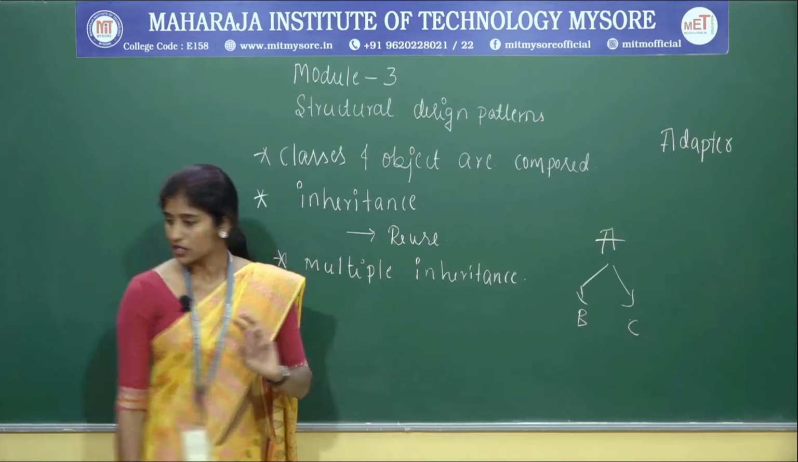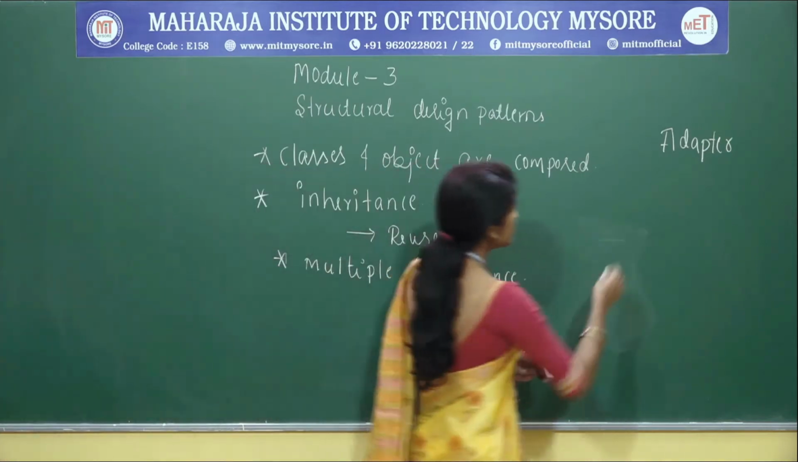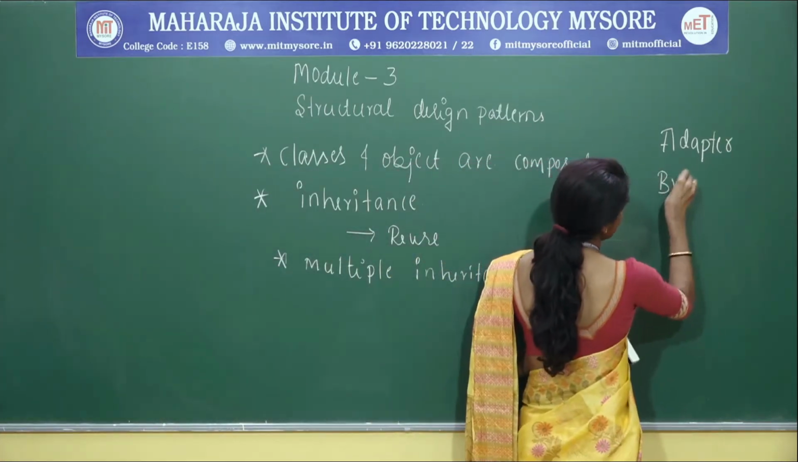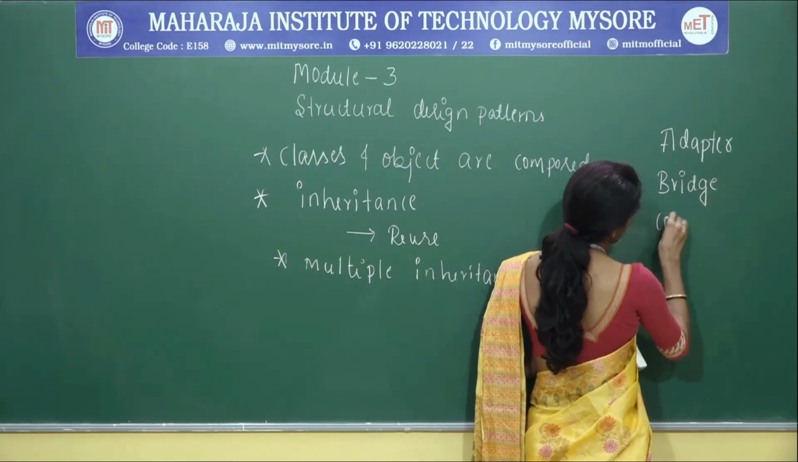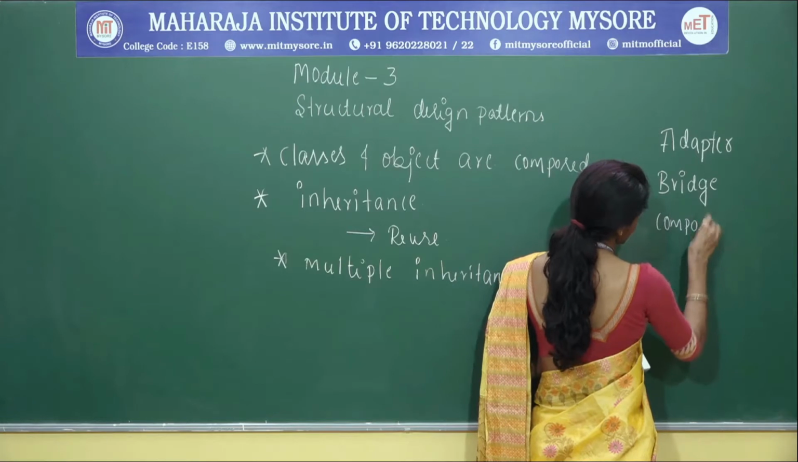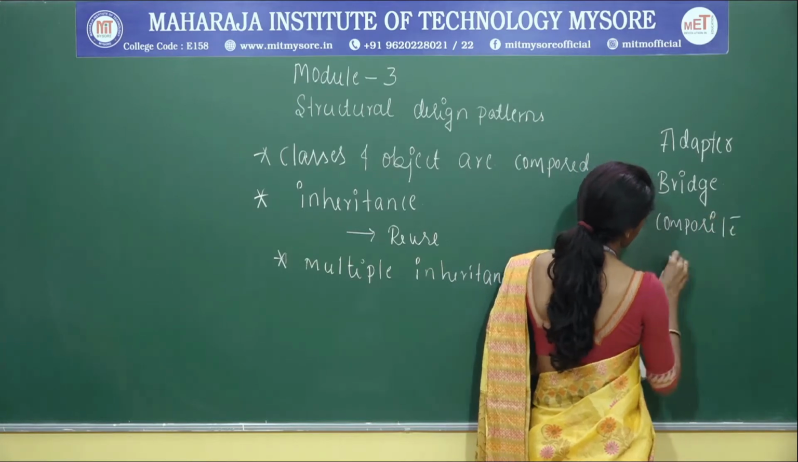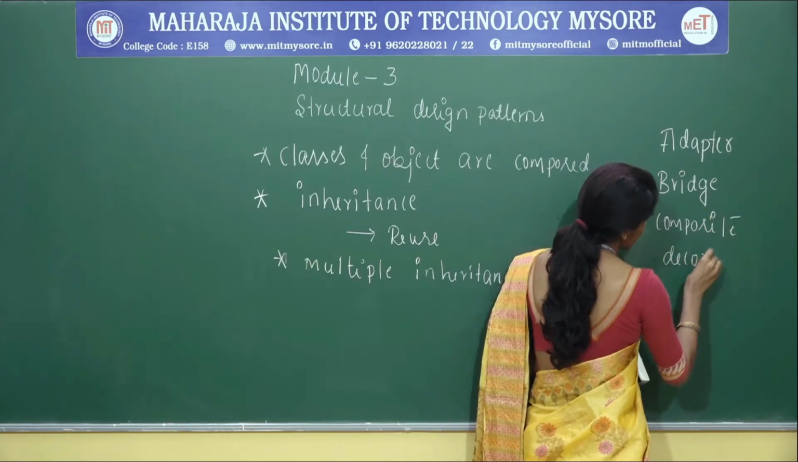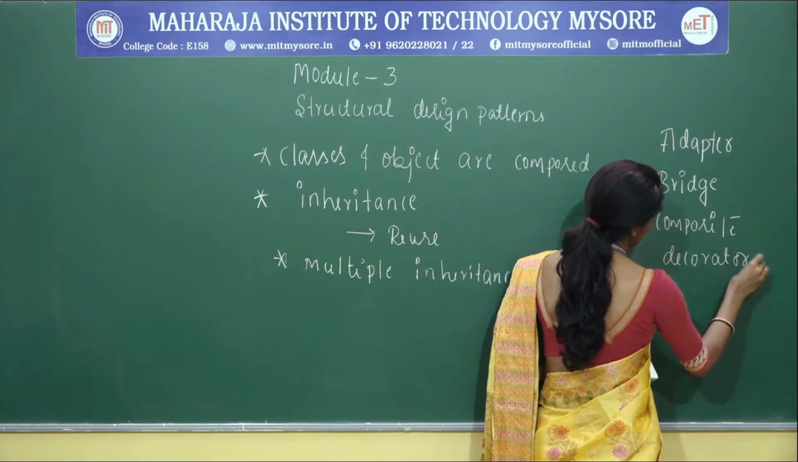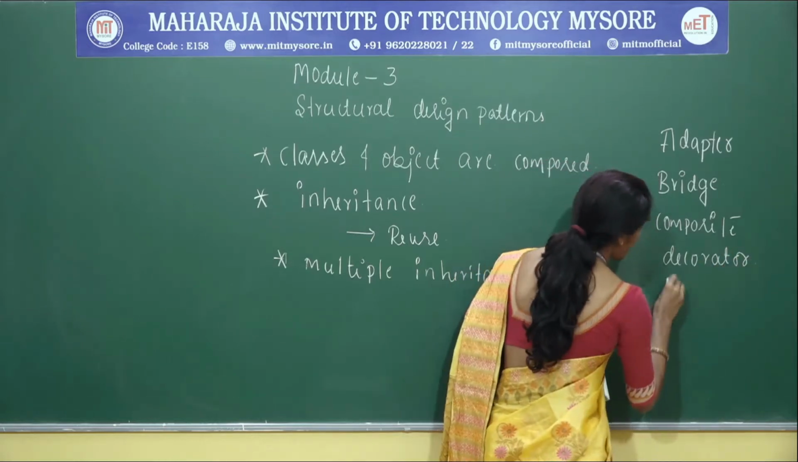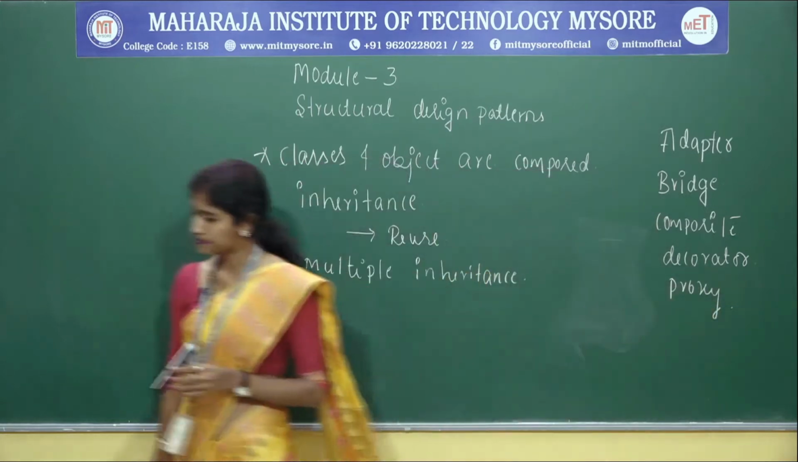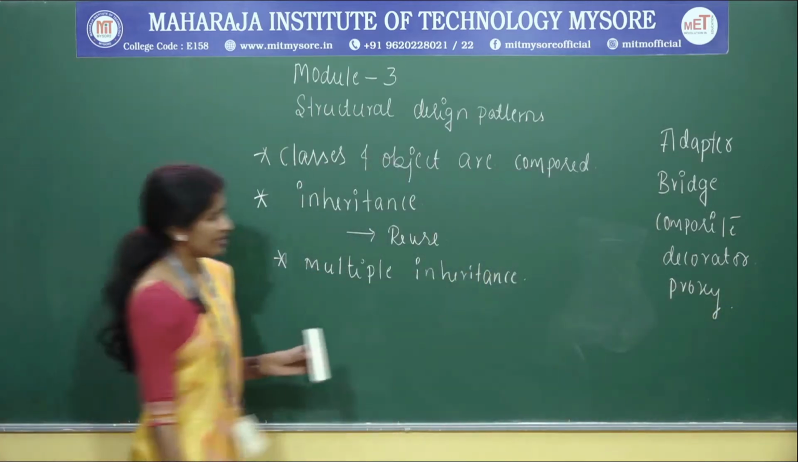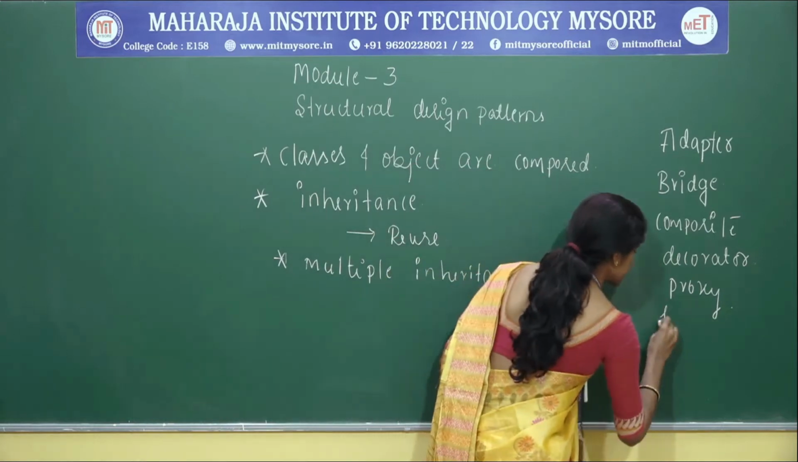I'll write it up: adapter, bridge, composite, decorator, proxy. Two more are there: flyweight and the facade.